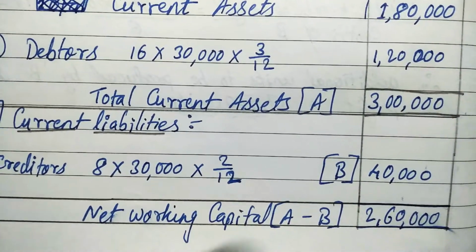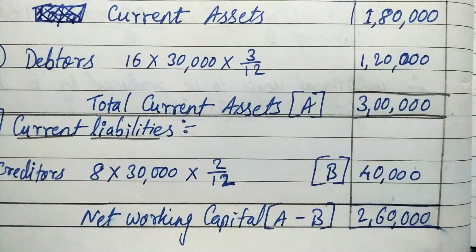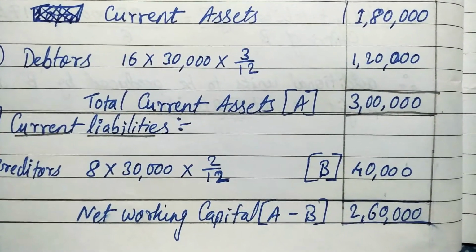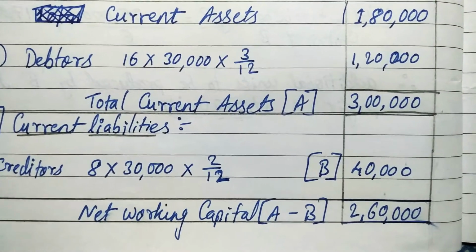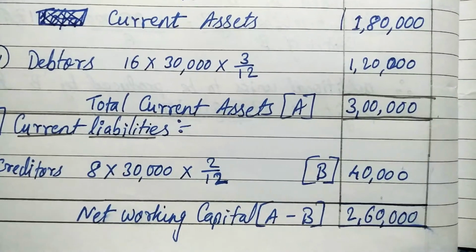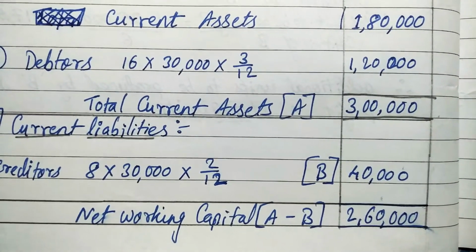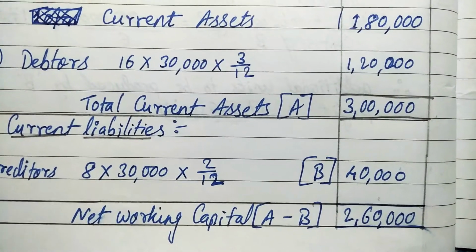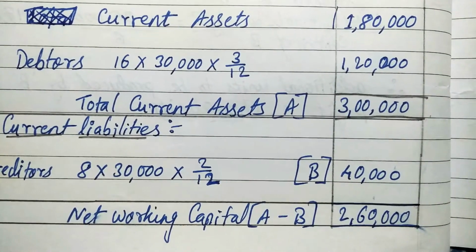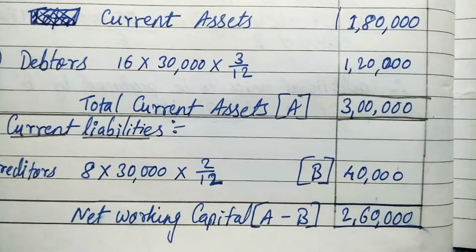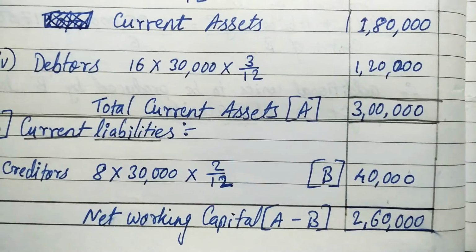So when it comes to calculation of net working capital, the formula is simple: A minus B, total current assets minus total current liabilities. 3 lakhs minus 40,000 comes to 2,60,000 rupees. So the net working capital asked in the question is 2,60,000 rupees. That's the total value of net working capital required or expected in the question.